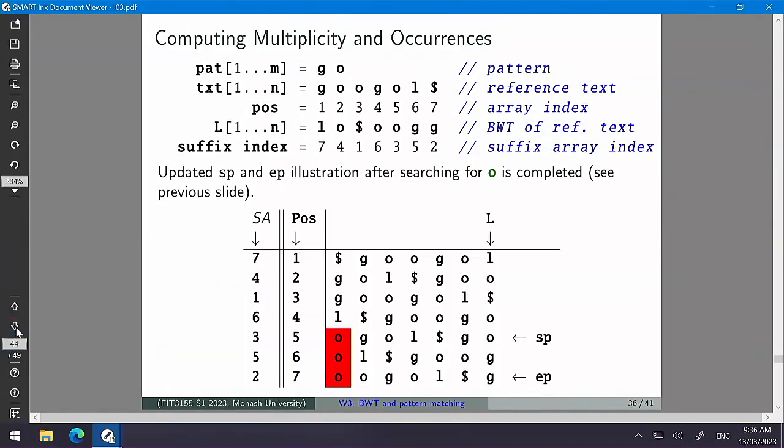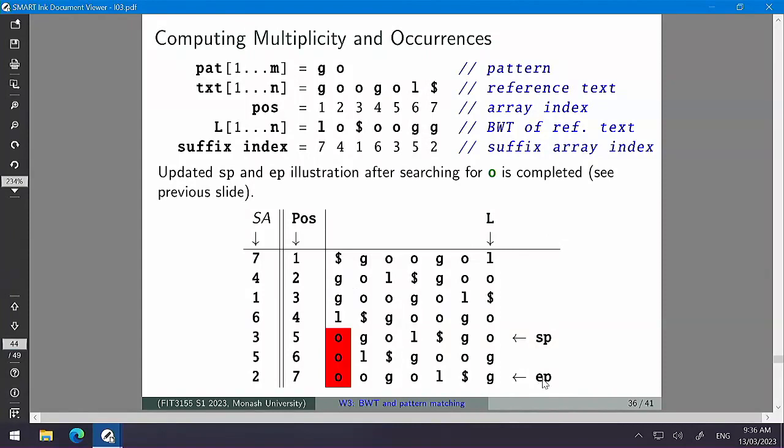So the rank of G is 2. The number of times I have seen a G from 1 to the current start point exclusive is 0. So it's 2 plus 0 would be my updated start point. So now my G is pointing out here.